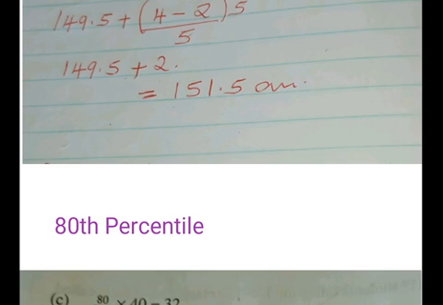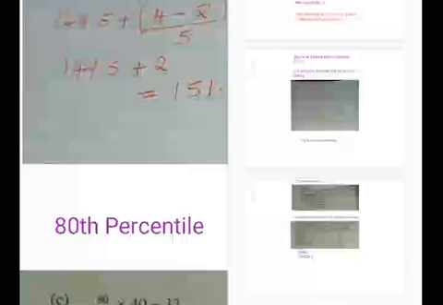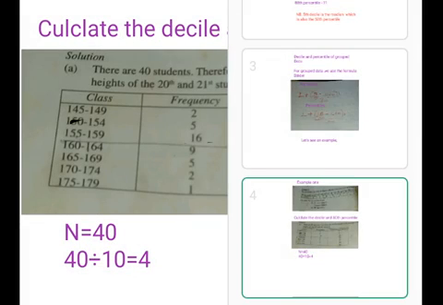So that's our decile. As I have said, it is the same as the first decile. Then let's look at the 80th percentile. A percentile will divide the set of data into 100 equal parts. So if the whole data is 40 and we are looking at the 80th percentile, it's 80 over 100 times 40. So we are looking at the 32nd student. Where does the 32nd student belong in our data?